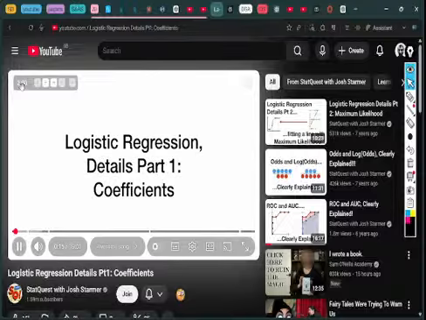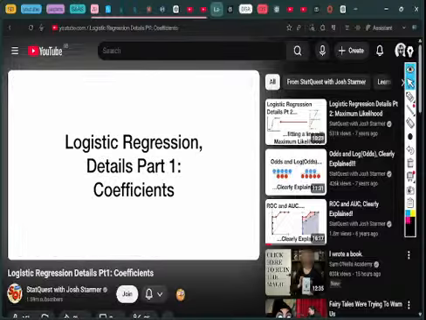Hello, I'm Josh Starmer. Welcome to StatQuest. Today we're going to cover logistic regression, and we're going to dive deep into the details. This is part 1 of a series of videos I'm going to do on logistic regression. This time we're talking about coefficients.